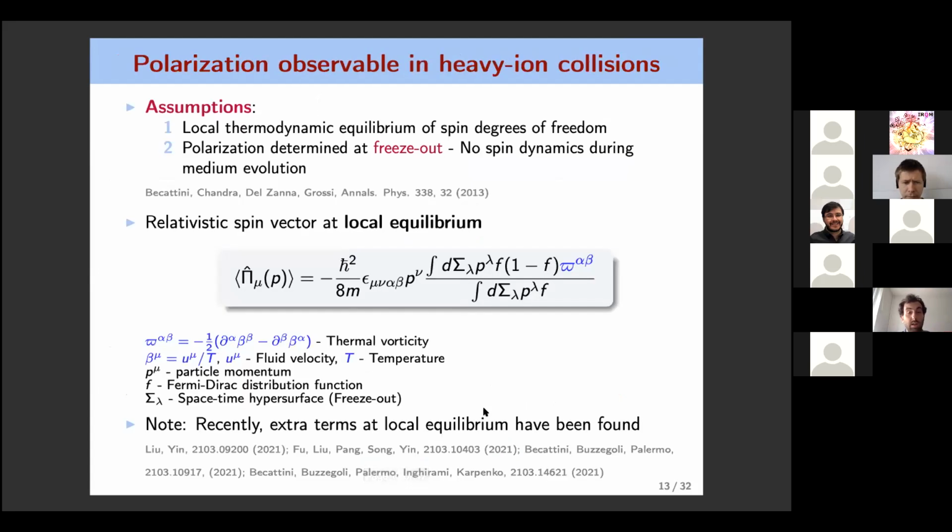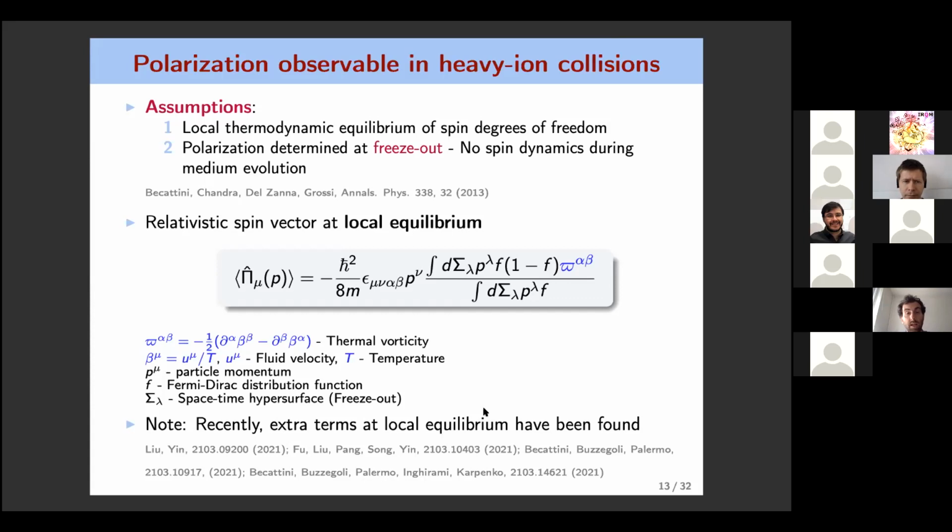The observable that was studied in heavy ion collisions was discussed very well in the previous talks, and I will not really talk about these new contributions that have been found by Francesco and other collaborators, and also by the other group, Yin and the others.